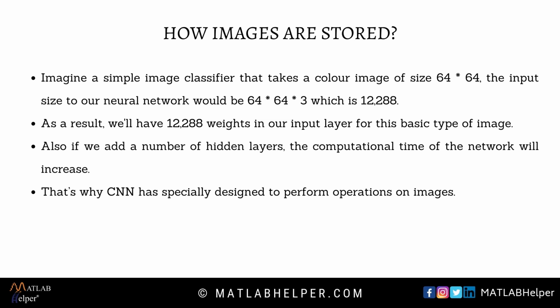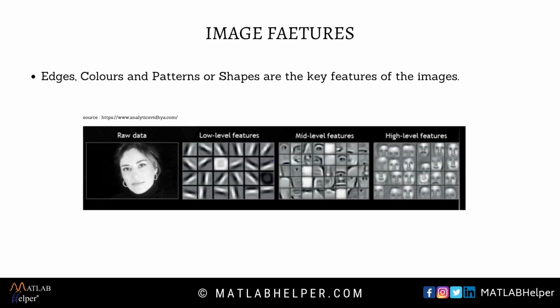That's why CNN is specially designed to perform operations on images. But we may have a question: what are the image features? Edges, colors and patterns or shapes are the key features of images. Previously, feature engineering was done by hand. Now first let us see how the architecture of CNN will work.